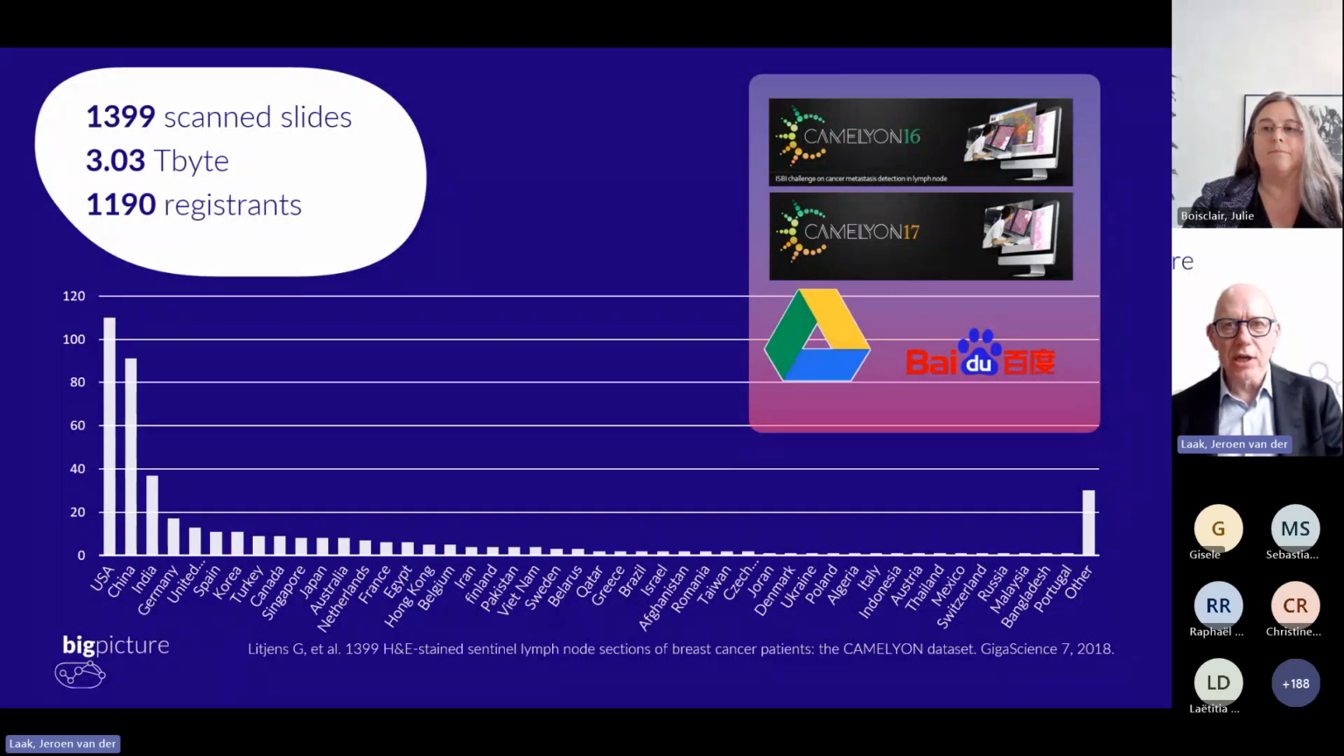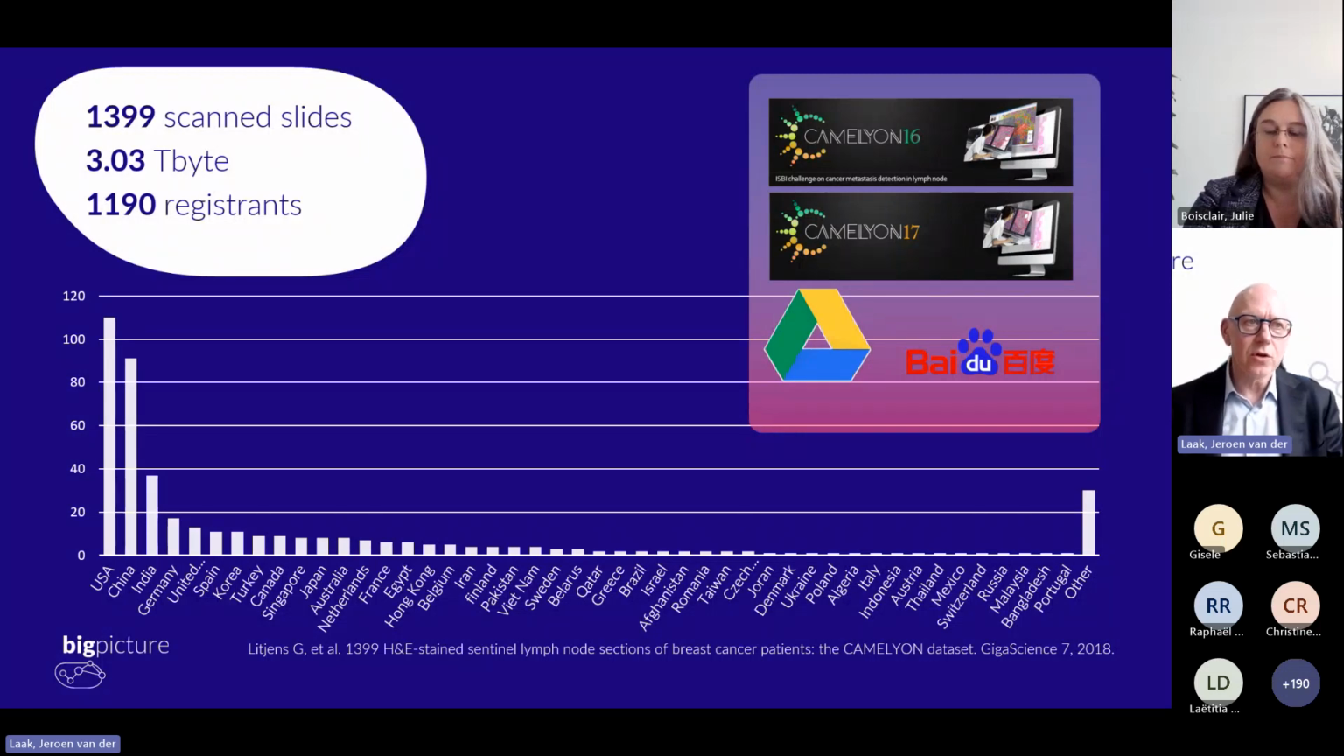And the challenge we called Chameleon. We had two editions, Chameleon 16 and Chameleon 17. In this challenge, we defined the problem, which is basically the problem I just showed you, right? So we asked participants to build algorithms, AI, to find these metastases in lymph nodes. And to help participants in the challenge do it, we shared image data.